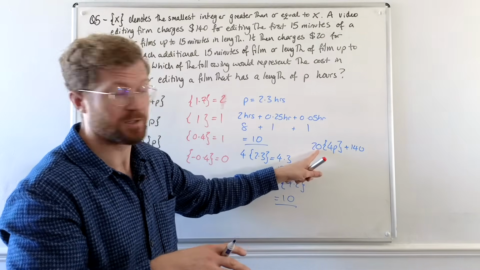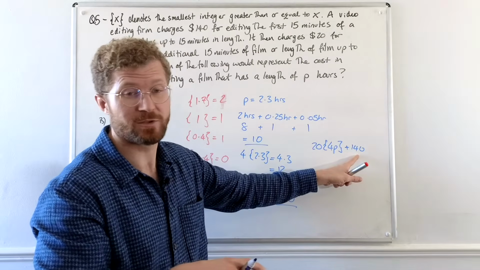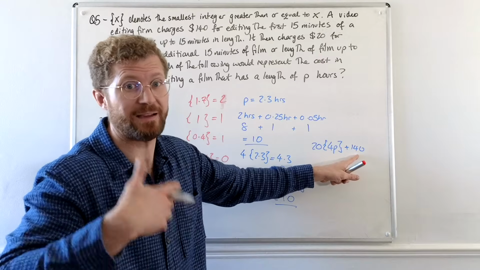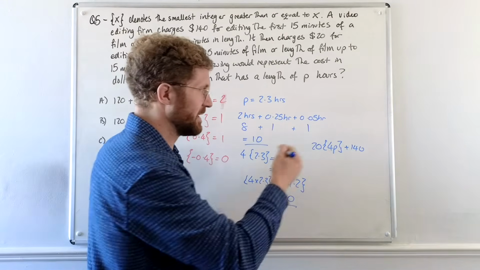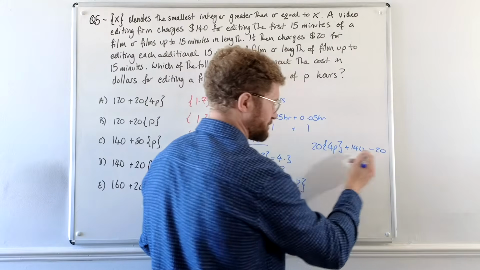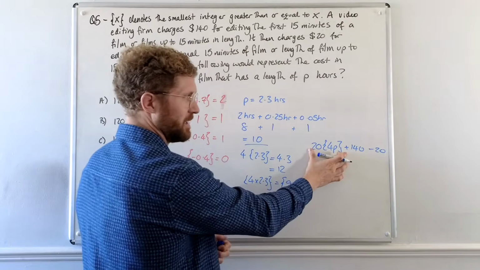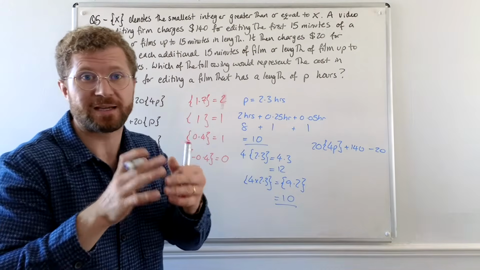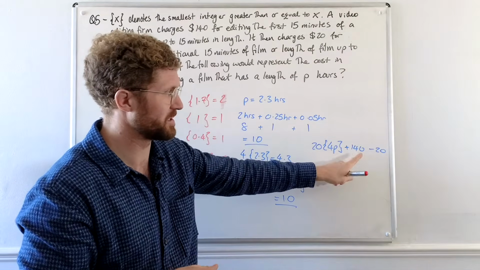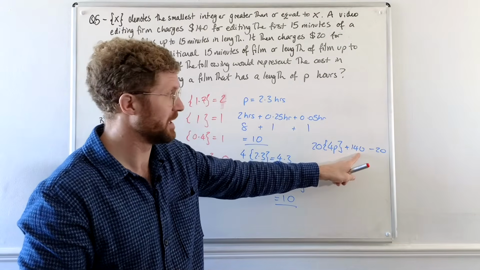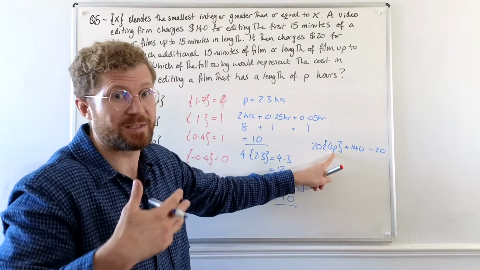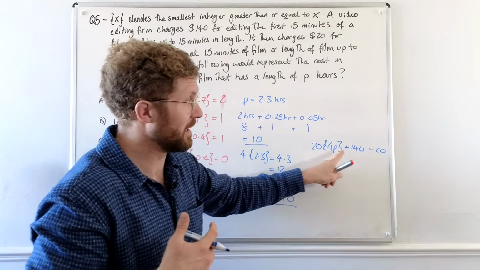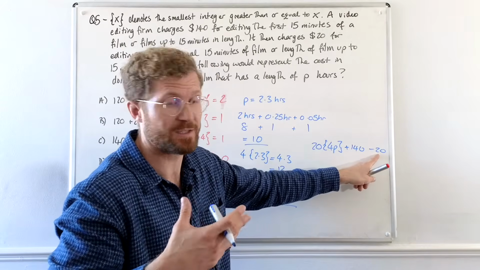So I'm charging $20 for that first 15 minutes, but then I'm also charging for the first 15 minutes in that initial $140. So in order to make this work, I need to take away $20 that I've included in this bit. And that will mean that I've only counted that first 15 minutes once. We get charged $140 for the first 15 minutes. I'm then going to be charged $20 for everything else. But because I've counted that first 15 minutes in here, I need to take away $20 in order to make this thing work.